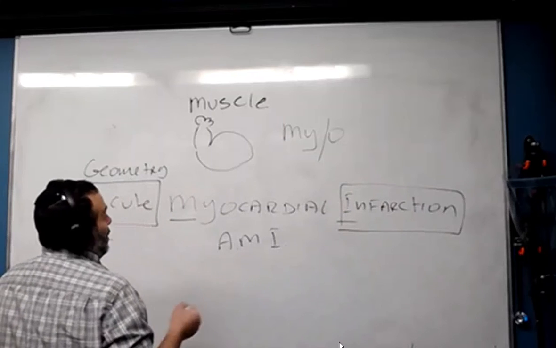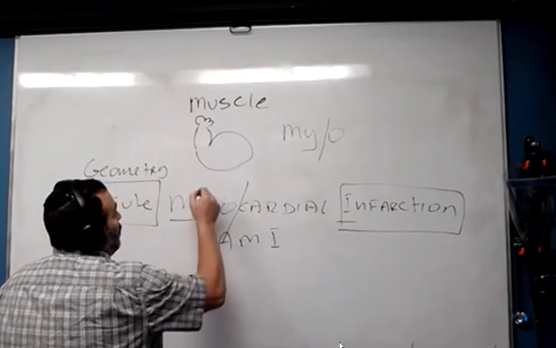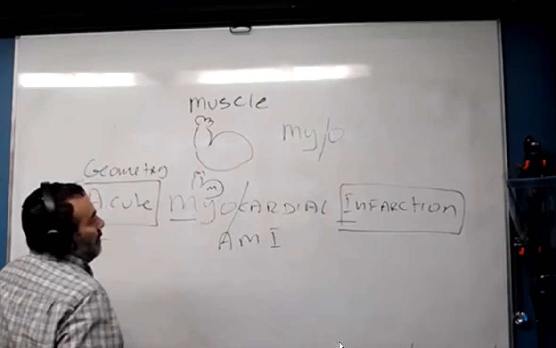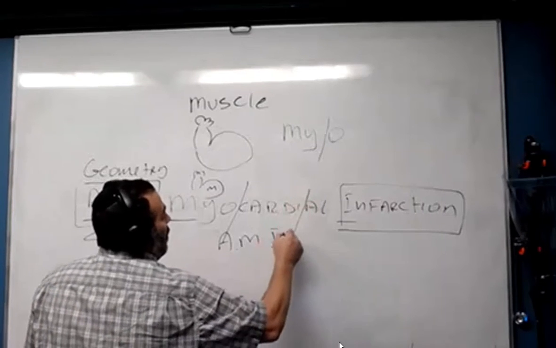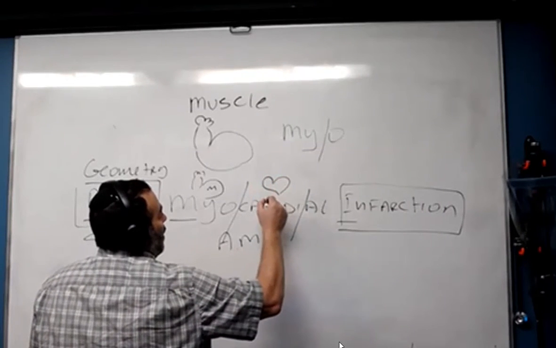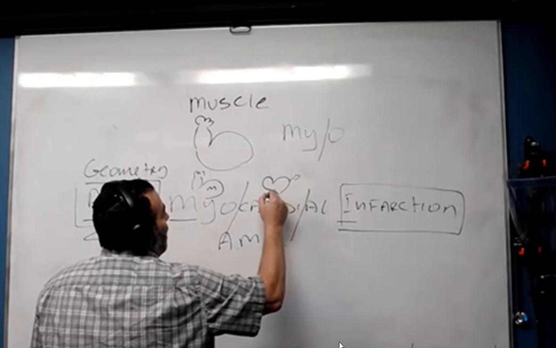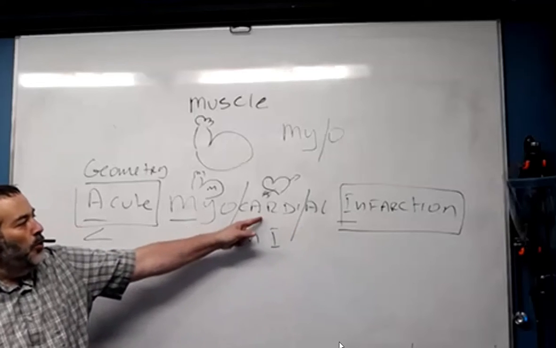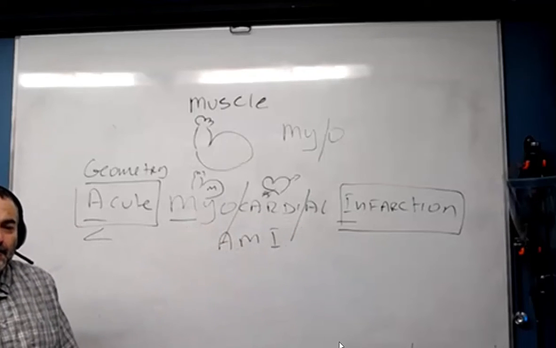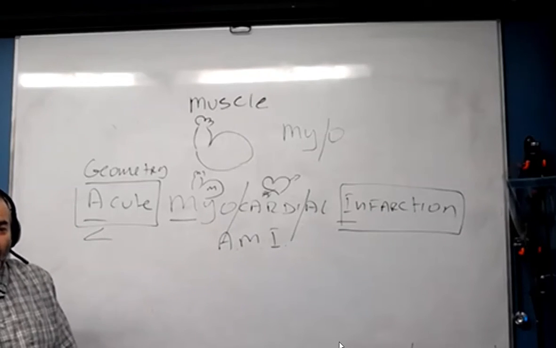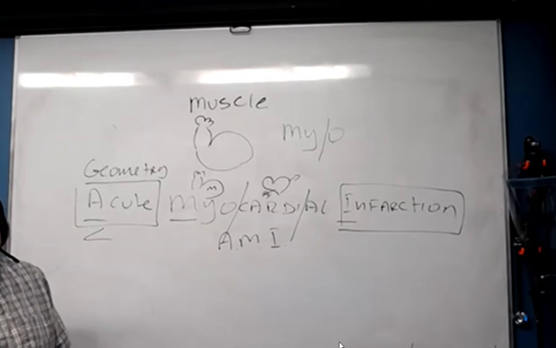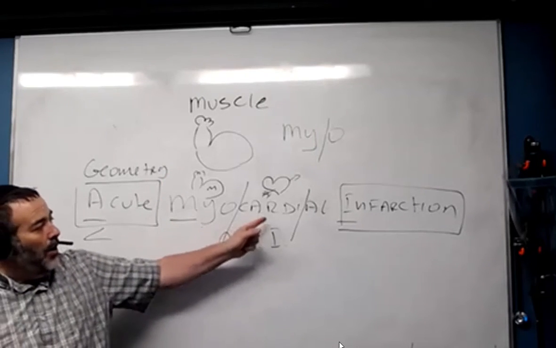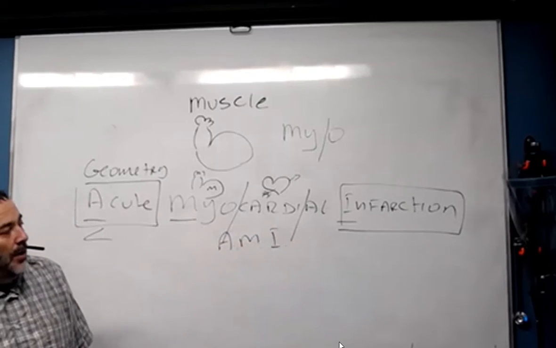But let's look at the word myocardial. The word myo, I just gave you. It means muscle. Cardio means heart. Suffix al means belonging to. So the word myocardial means belonging to heart muscle, doesn't it? Do you see it? Myo, muscle. Cardio, heart. Suffix al, belonging to.